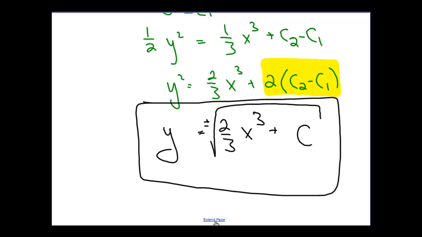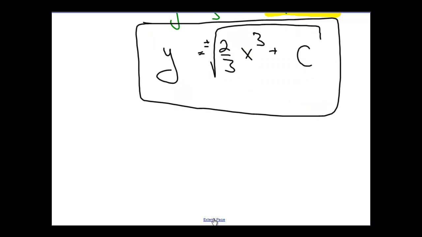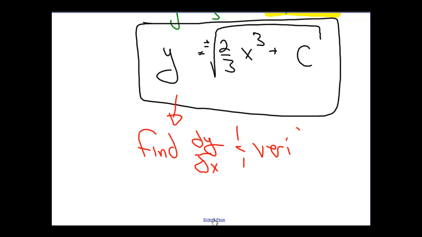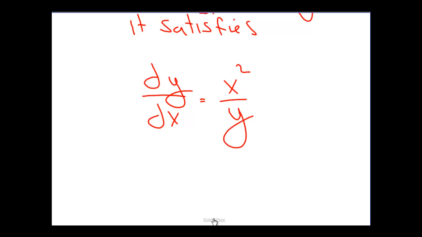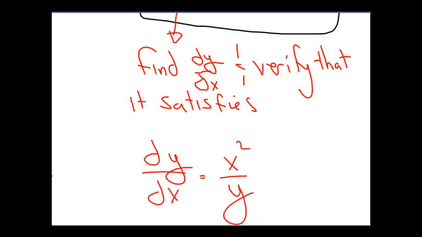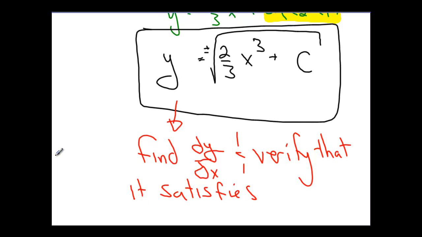One of your assignments, one of the things I would like to have you do is take this particular expression and find dy dx and verify that it satisfies the differential equation that we had above. So please verify that this satisfies dy dx is equal to x squared divided by y. Please verify that the differential equation that we started with is in fact solved by this solution that we have determined here.